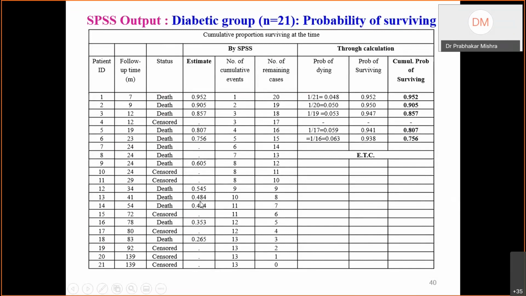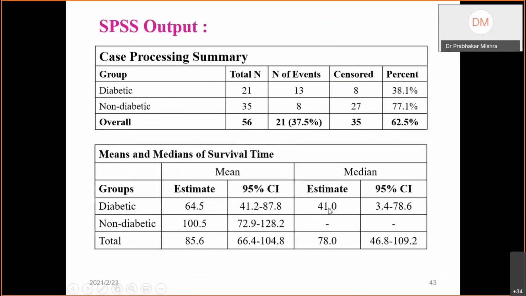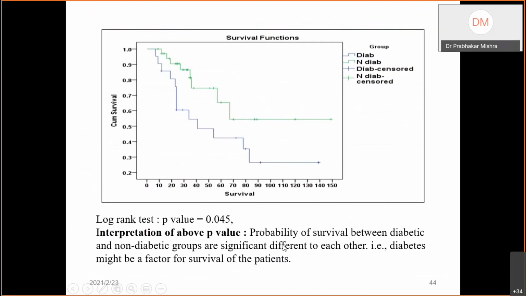50% is falling here. 0.484, it means just before it is falling. So in this group 0.48, so this corresponding follow-up time 41 months is the median time of the diabetic person, because here 50% survival is falling. So this corresponding follow-up is the median survival time of the diabetic group. So by this way we can calculate mean and median survival time.